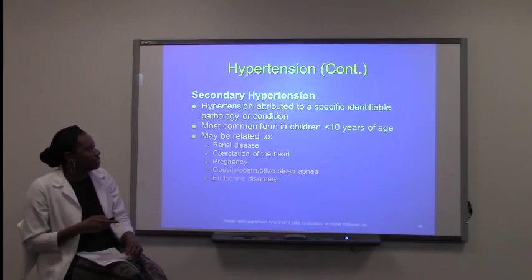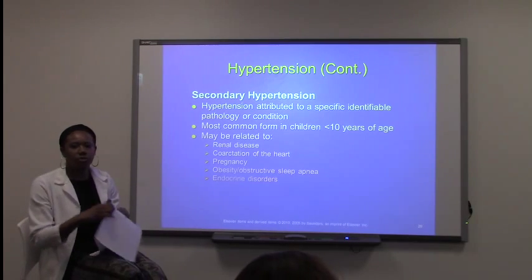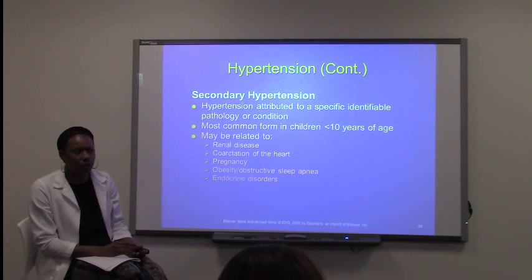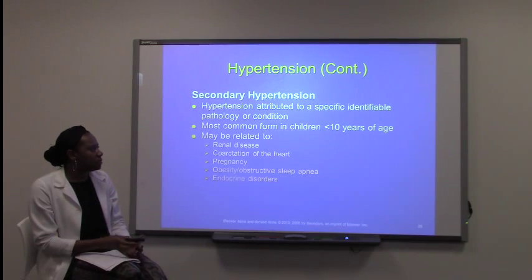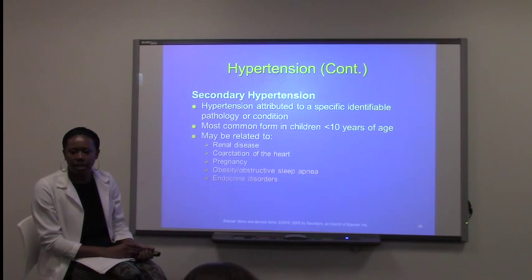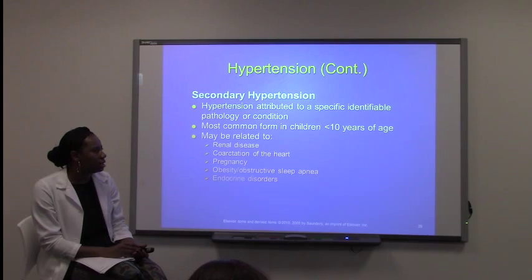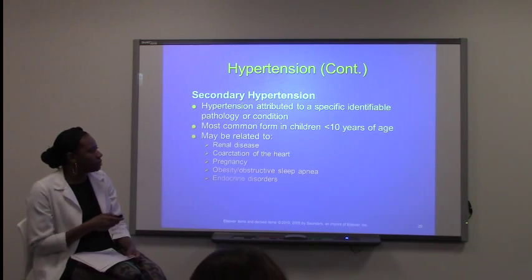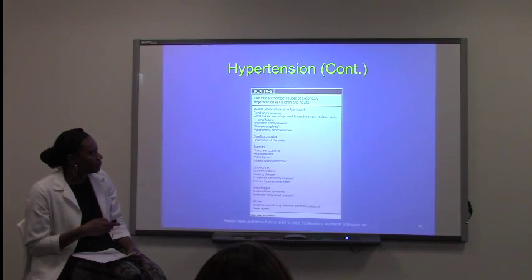Okay. Secondary hypertension comes from a pre-existing condition. That's the main thing you should understand from that. It could be from renal disease, sometimes pregnancy. Patients can have gestational hypertension, and what will happen is that it can sometimes turn into hypertension, possibly. So it can be related to those things.